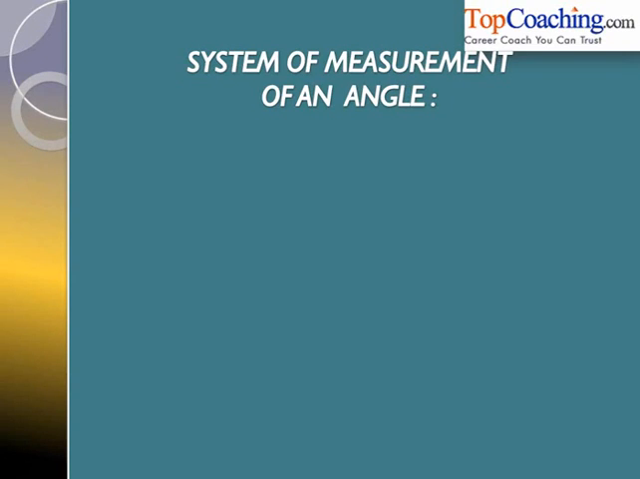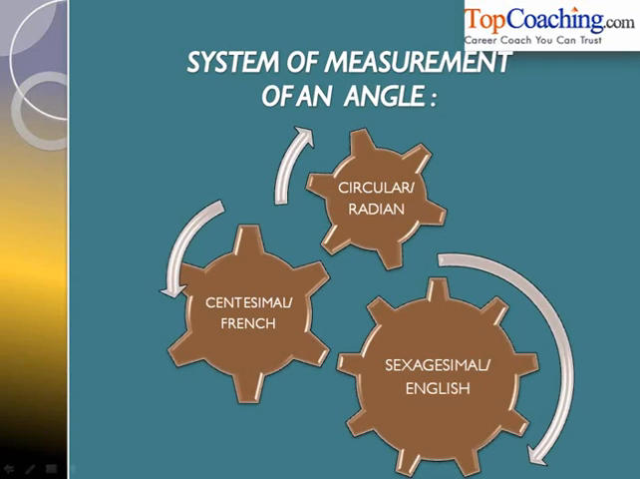Now let's see the different systems of measurement of an angle. So now angle is a quantity which is measured, and now we are going to see the different methods or the different systems of measurement of an angle. Now as such, there are 3 systems of measurement of an angle. The first is the sexagesimal system, or which is known as the English system. The second is the centesimal system, and which is actually the French system. And the third one is the circular system or the radian system.